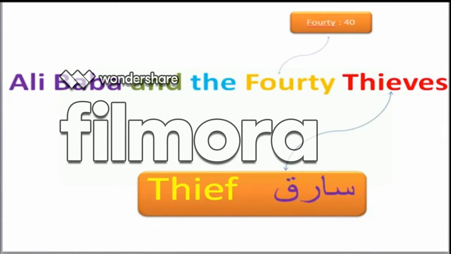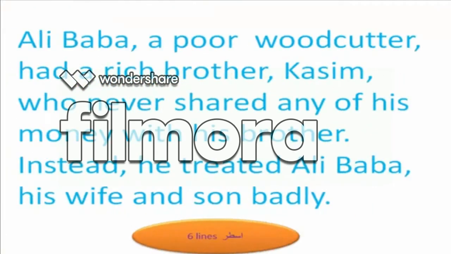Let us start with the first passage. This is the first passage. Let us read. Ali Baba, a poor wood cutter, had a rich brother, Qasim, who never shared any of his money with his brother. Instead, he treated Ali Baba, his wife and son, badly.